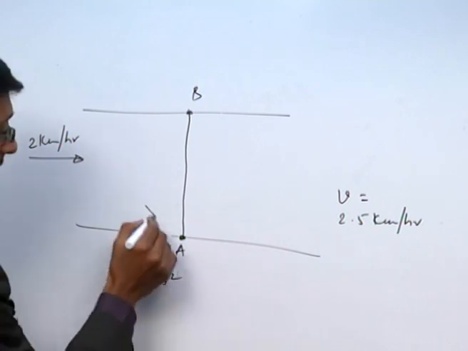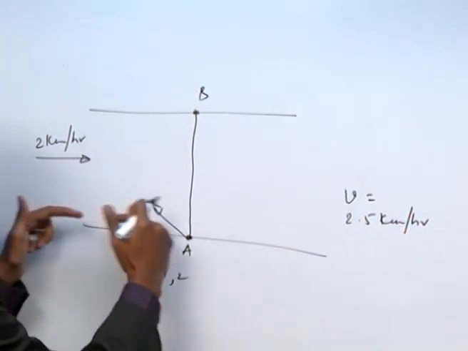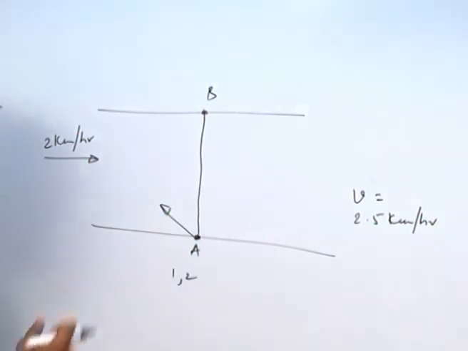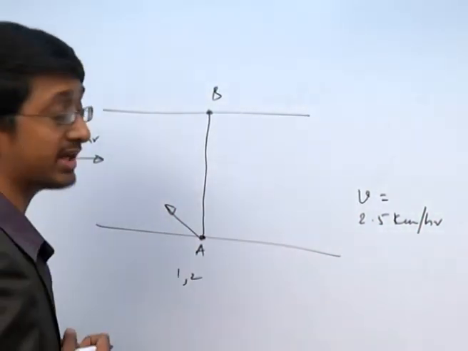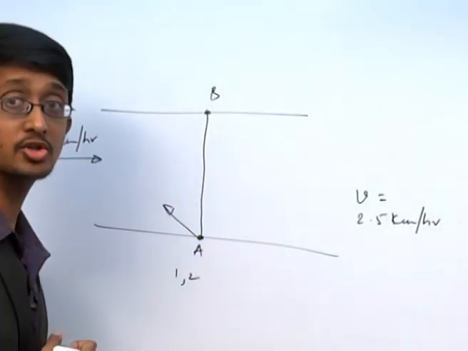Now, one person directly goes to B. So how is he swimming? He is swimming at a certain angle so that he will compensate the river's velocity and the remaining velocity will enable him to go there. The other person is reaching the opposite bank in the shortest possible time.